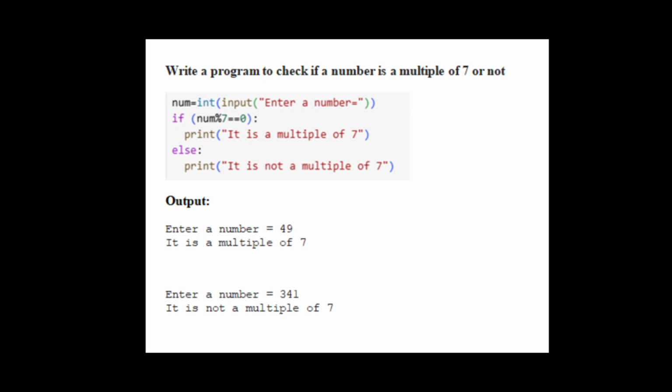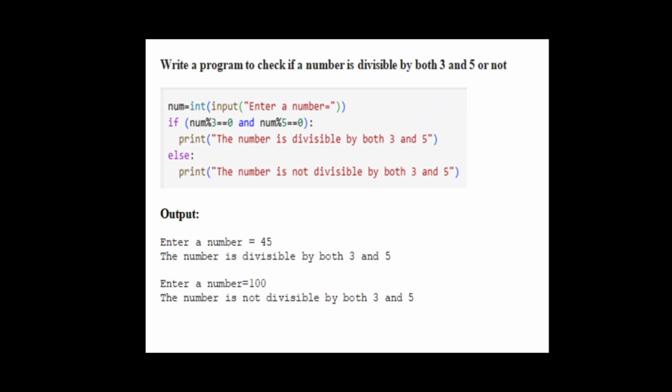Now write a program to check if a number is a multiple of 7 or not. Now first we take a number, that's why enter a number, we put the number in the variable num, and that should be integer type. Now check if num % 7 == 0, then print it is a multiple of 7, else print it is not a multiple of 7. So enter a number, if we put 49, it is a multiple of 7. Enter a number 341, so 341 % 7 == 0 is false, therefore it is not a multiple of 7 will display.